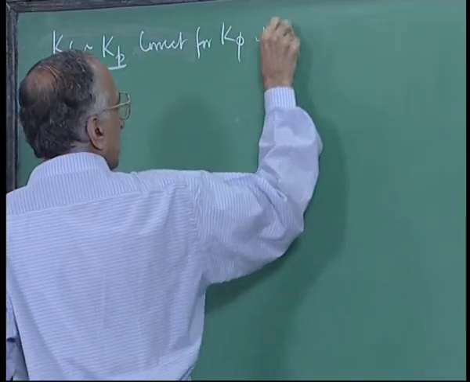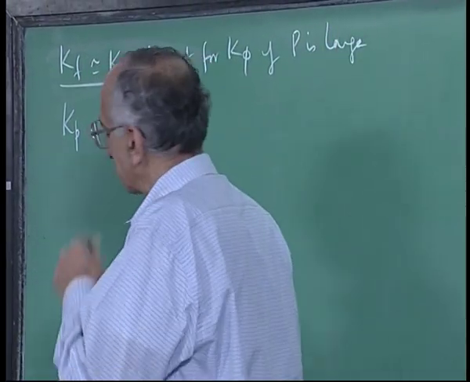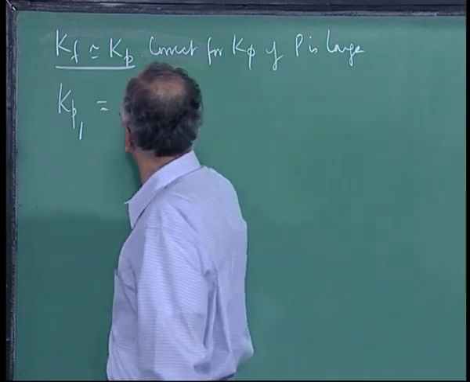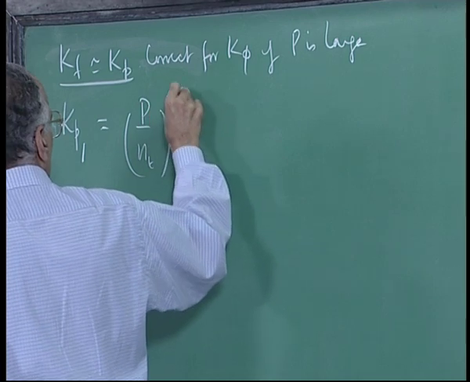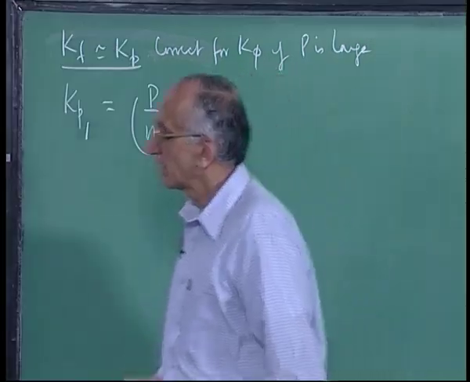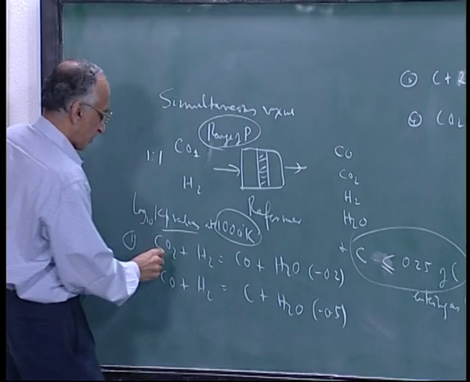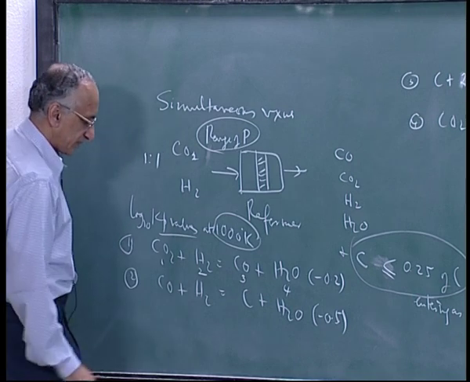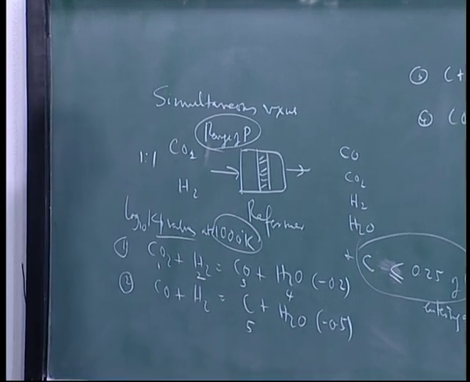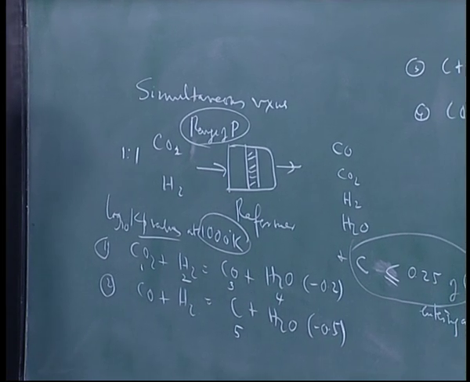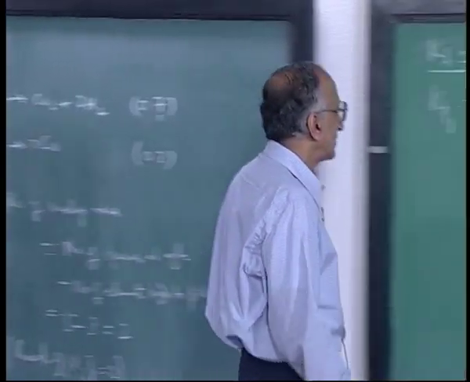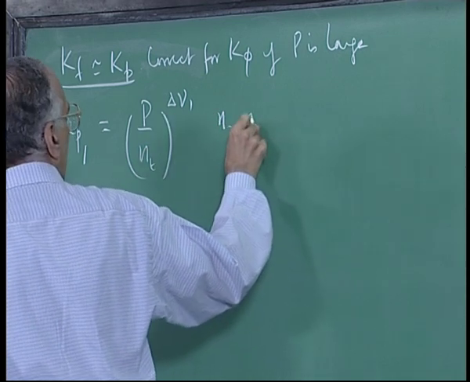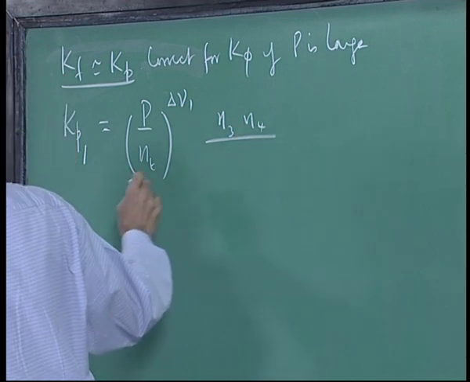For Kp, P is large, that will be the second iteration. So, we will take Kp1, and it is equal to total pressure by number of moles to the power delta nu 1. We will label all these species: call this component 1, hydrogen will be 2, this can be 3, this can be 4, and this is 5. So, let me write this out, this is simply N3 N4 by N1 N2.